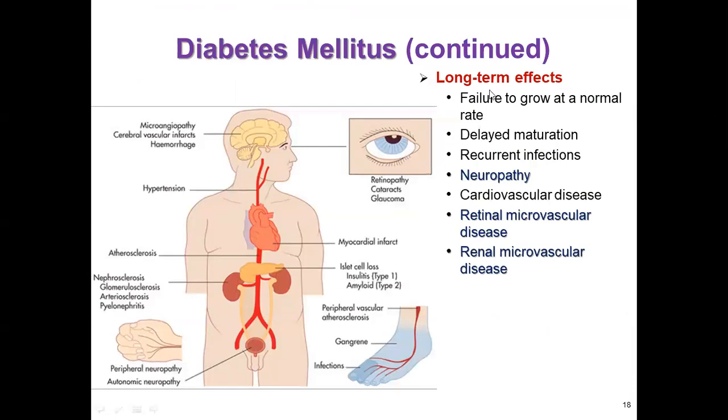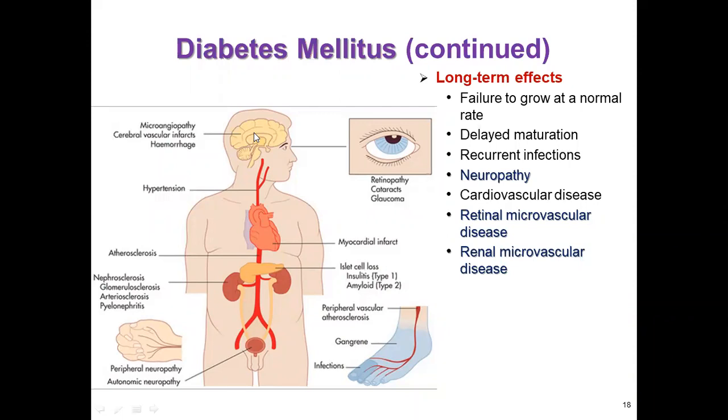So what else? Long-term effects. In the long-term effects, we can see the patient has an eye problem, a kidney problem, and a peripheral nervous system problem. If we see the eye, the patient develops retinopathy. It's called diabetic retinopathy, cataract, and glaucoma. In fundoscopic examination, we can see red spots in the retina.